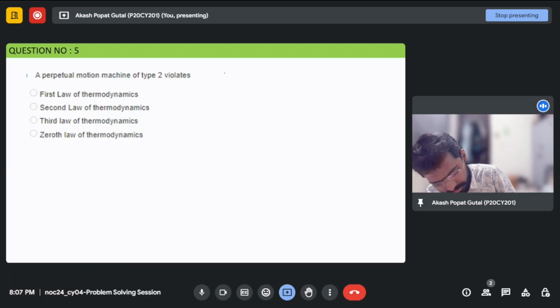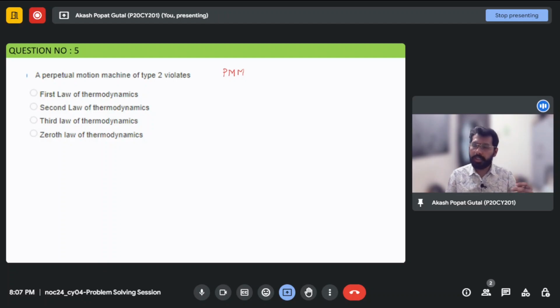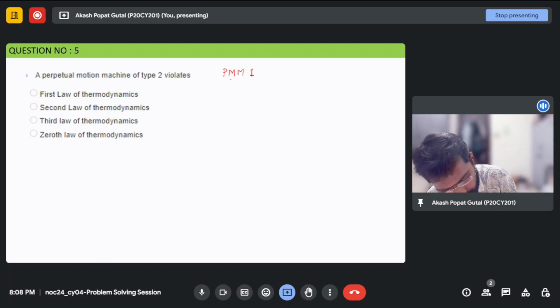We call it PMM. A perpetual motion machine is an ideal machine. Generally, we can define it as: if we supply energy to the perpetual motion machine, it will convert that energy totally into work. So this is the ideal type of machine which has efficiency 1. There are nearly 3 types of perpetual motion machines which people have thought about.